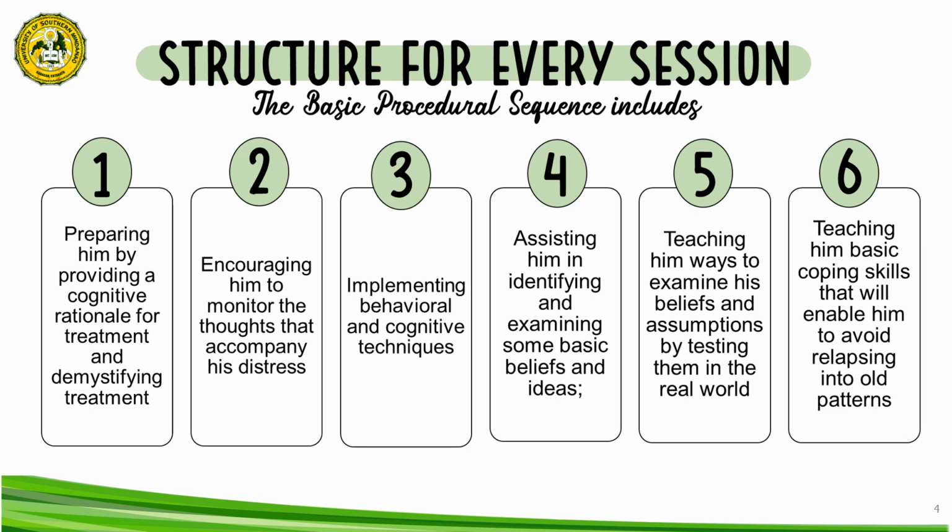So the basic procedural sequence includes the following. First is preparing him by providing a cognitive rationale for treatment and demystifying treatment. Second is encouraging him to monitor the thoughts that accompany his distress. Third is implementing behavioral and cognitive techniques. Fourth is assisting him in identifying and examining some basic beliefs and ideas. And fifth is teaching him ways to examine his beliefs and assumptions by testing them in the real world. And sixth is teaching him basic coping skills that will enable him to avoid relapsing into old patterns.